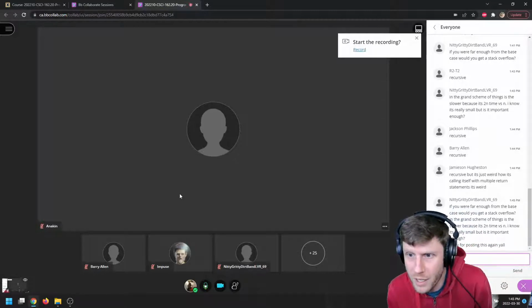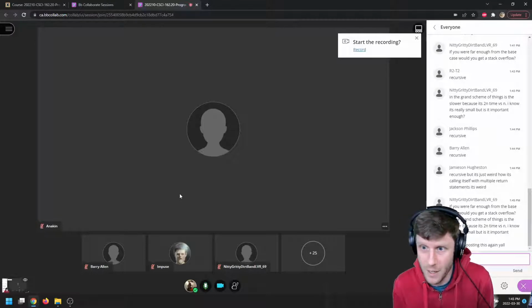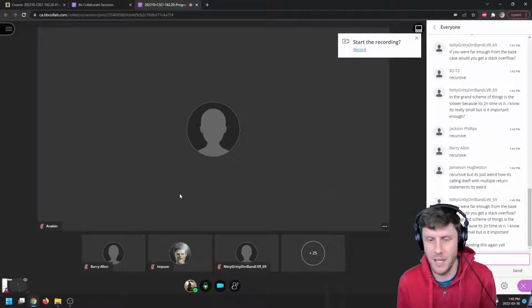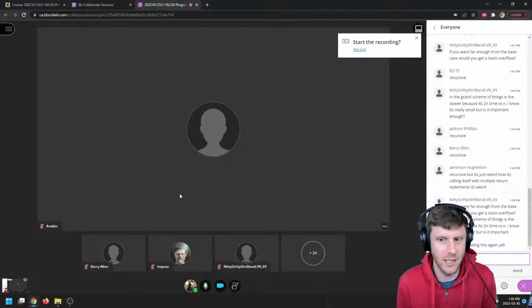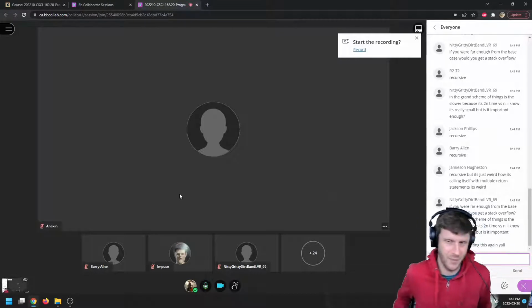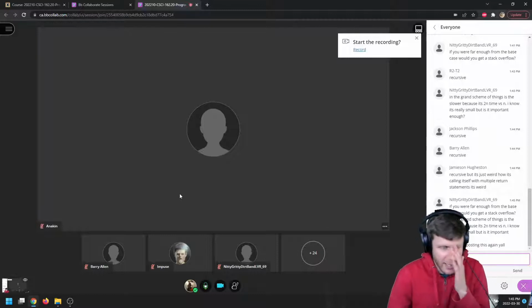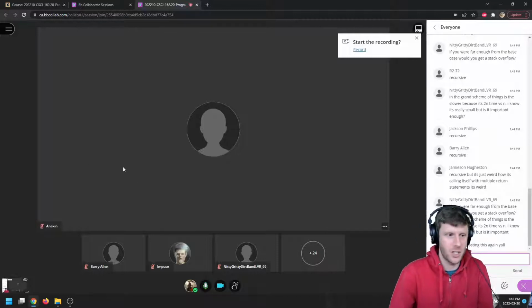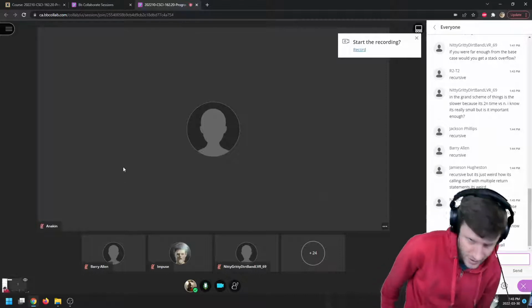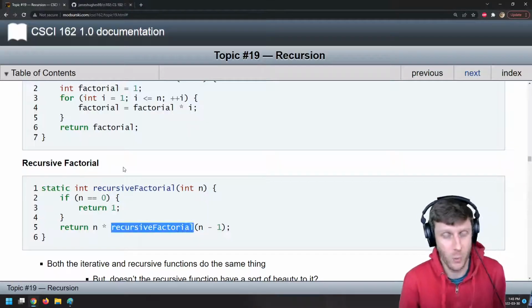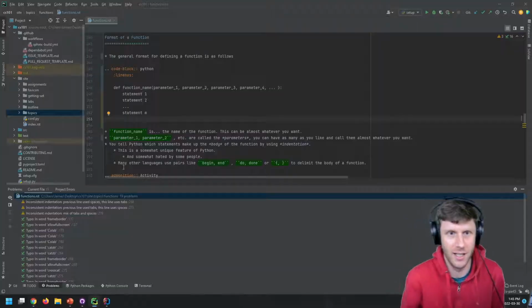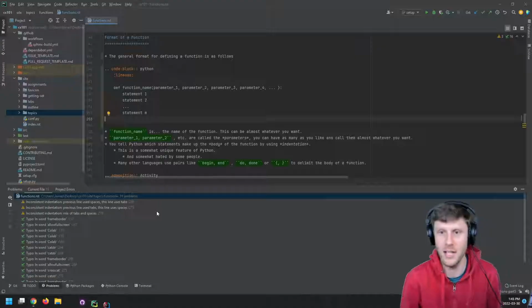If you were far enough from the base case, would you get a stack overflow? In the grand scheme of things, it's slower because it's 2n times versus n. I know it's really small, but it's important though. Oh, okay, I see what you're saying. I don't think it is 2n. I think it's still linear because we're not doing any more total steps. It's just passing the value back up. Now, your question is about stack overflow, so that's a great question.